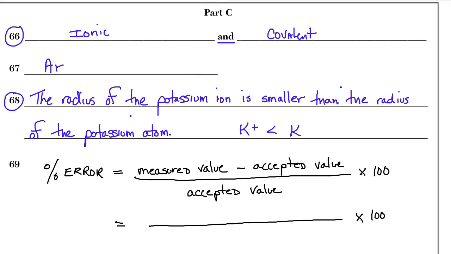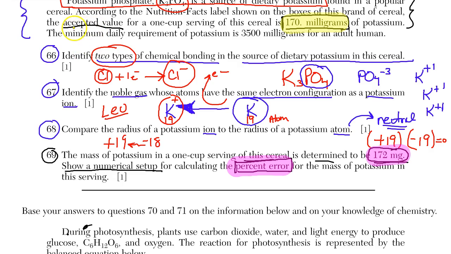So let's go find that measured and accepted value. The accepted value is 170. They even said it exactly the way it is. Sometimes we say theoretical, but there it is, one's accepted. And this one was what was measured. It was determined to be 172. So 172 is measured and 170 milligrams was the accepted.